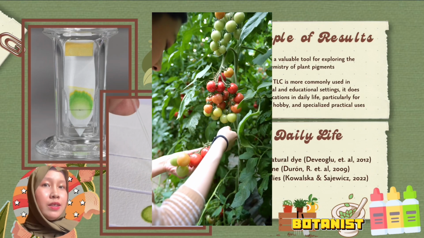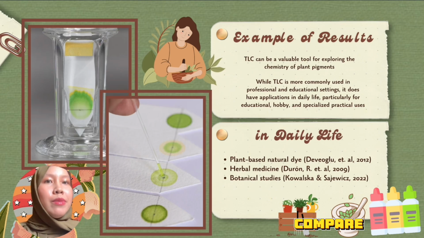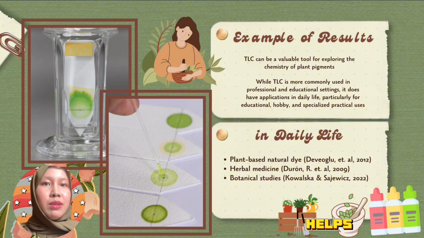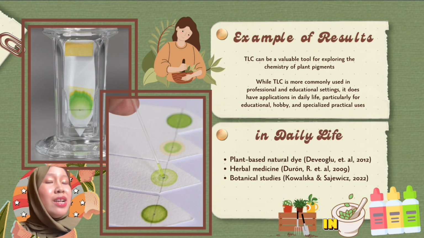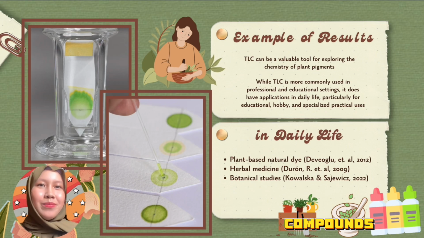Lastly, botanists or plant enthusiasts can use TLC to study and compare pigment compositions of different plants. TLC helps us to identify and separate various phytochemicals, such as secondary metabolites in plant extracts. For example, alkaloids, flavonoids, and phenolic compounds.